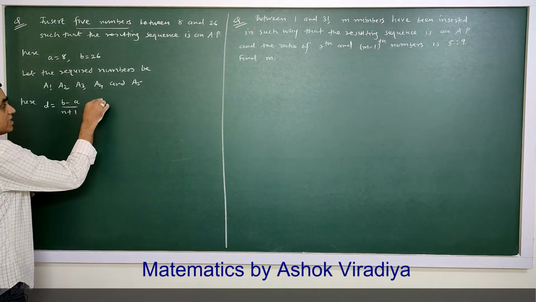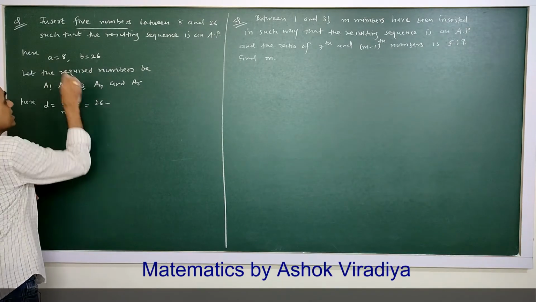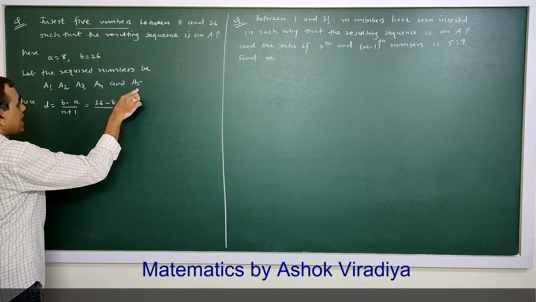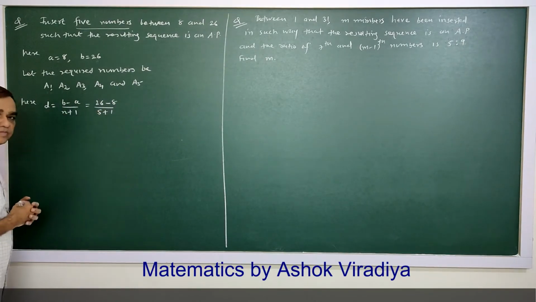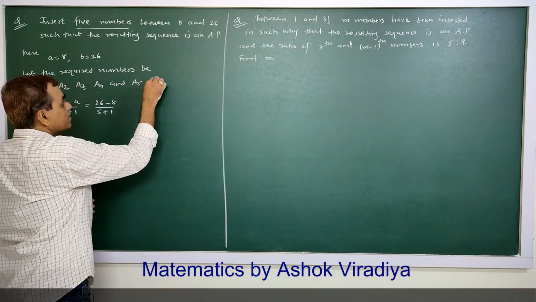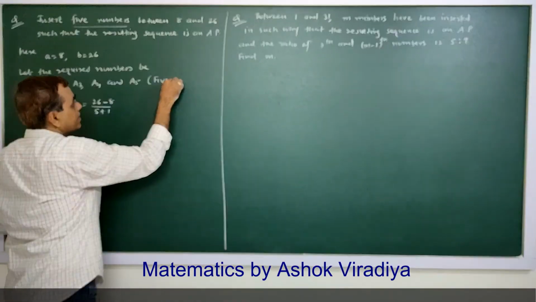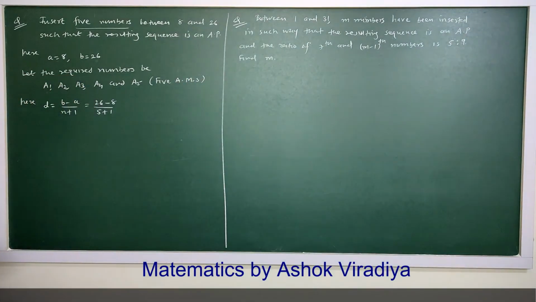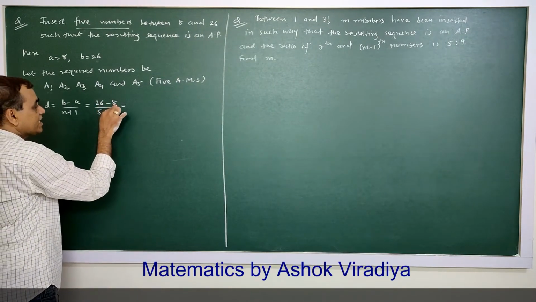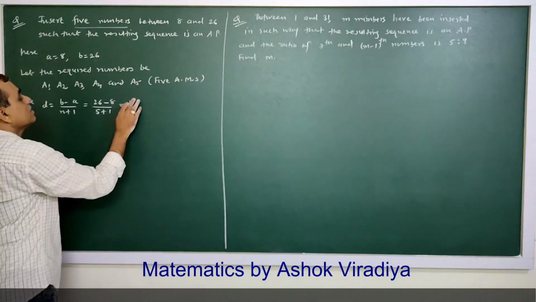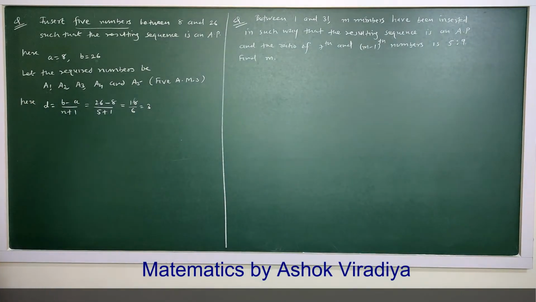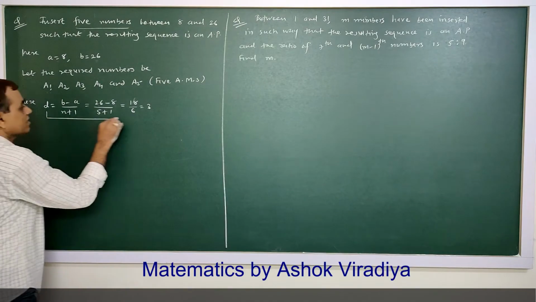B is 26, minus A is 8, upon n plus 1. We want 5 arithmetic means, so n is 5. So this is 26 minus 8, which is, sorry, 18 upon 6. So D is 3. So the difference is 3. This is calculated.